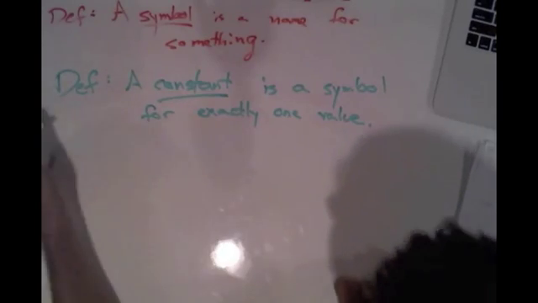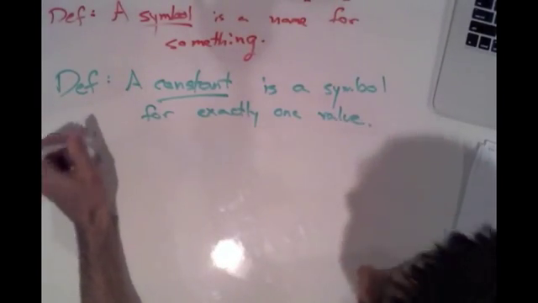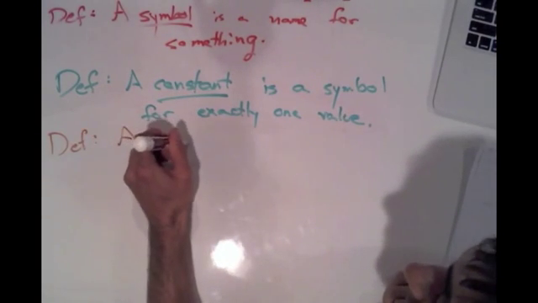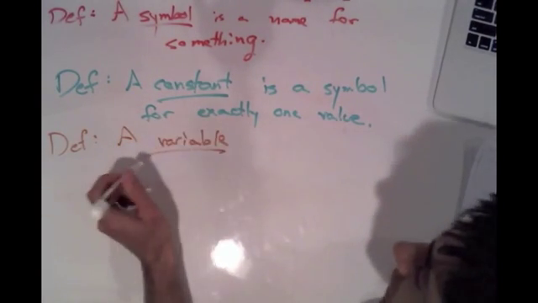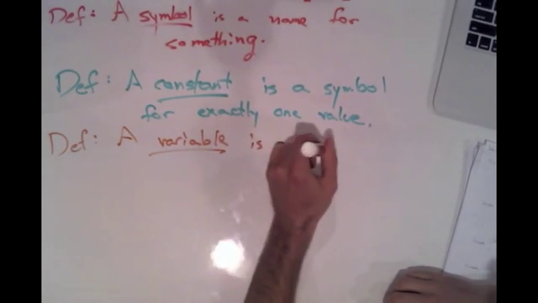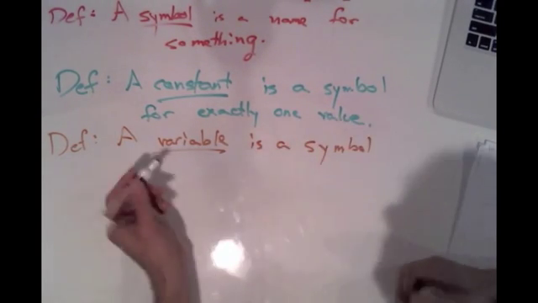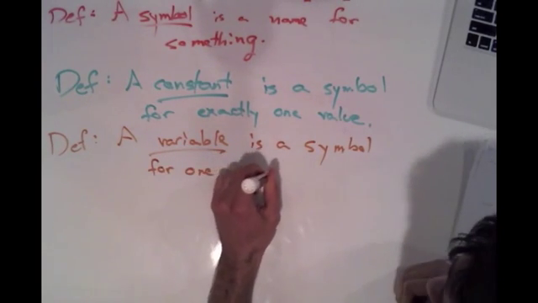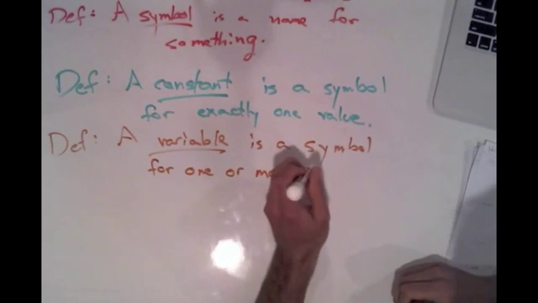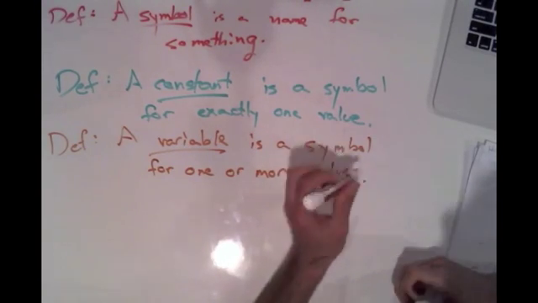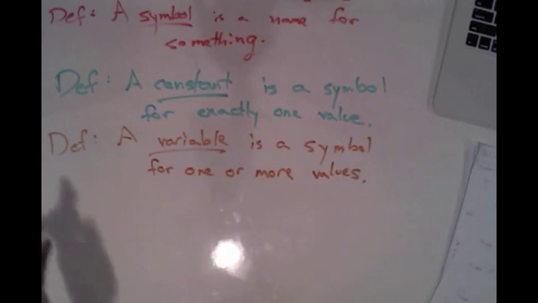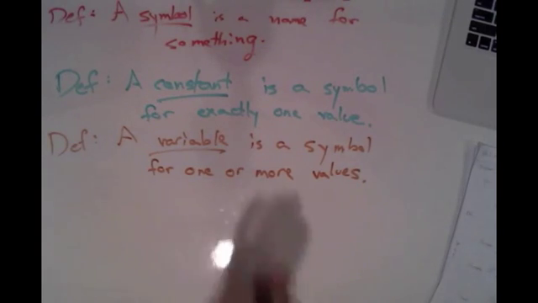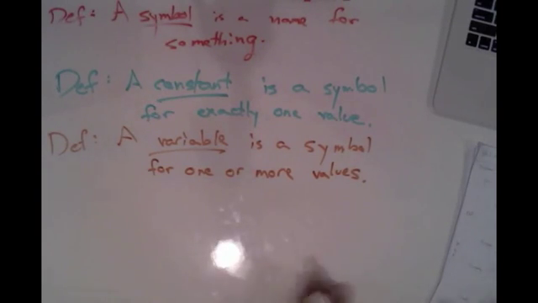What is a variable? Definition. A variable is a symbol, surprise, surprise, for one or more values. That's the only difference between a constant and a variable. A constant is exactly one value. A variable could be more. It doesn't have to be.